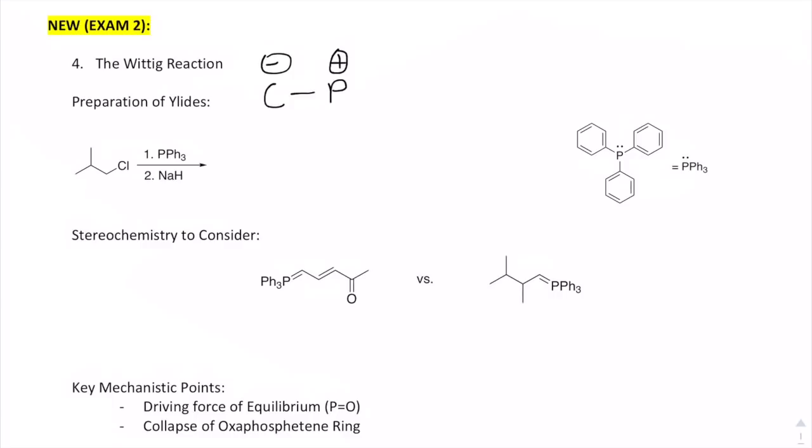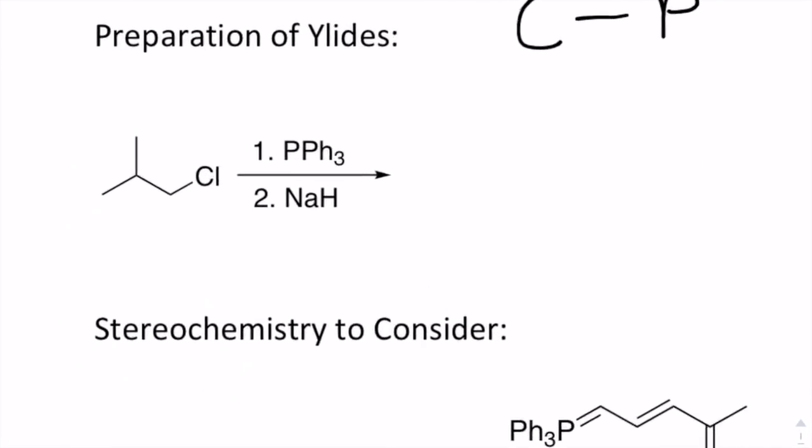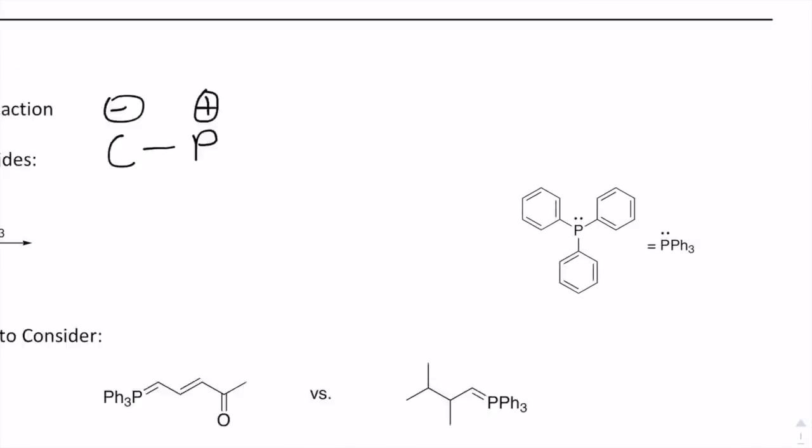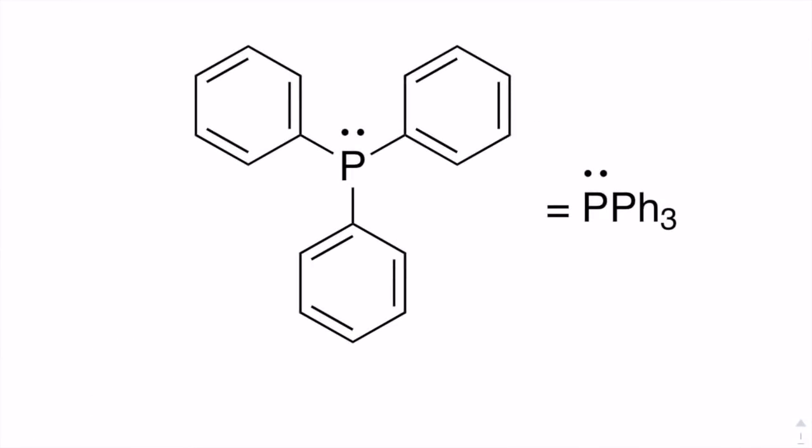So how do we prepare ylides? Let me zoom in over here. We have some sort of alkyl halide, and we have a series of steps. The first step is triphenylphosphine, and the second step looks like some sort of base, a source of hydride. Let me move over here so you can see what triphenylphosphine looks like. It's literally just 3 benzene rings attached to this phosphorus, and we have this lone pair over here, and we can rationalize that that lone pair is going to be used in nucleophilic attack somehow, okay?